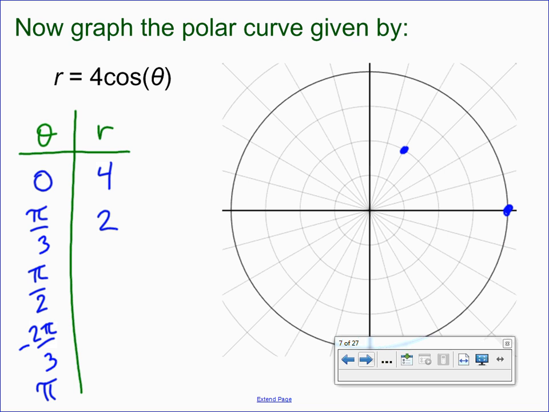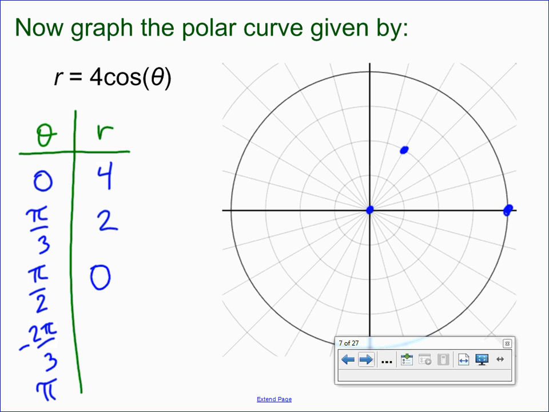And the distance pi over 2 would be straight up. I'm going to plot cosine of pi over 2 is 0 times 4 is 0. What would that be? 0 units away from the origin would be right there.